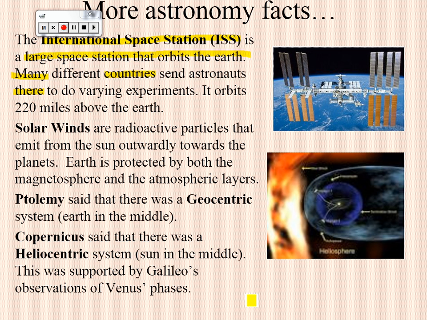Okay, solar winds. If we just said that the sun's going through fusion, it has to be releasing some kind of radioactive particles. And that's what we call the solar winds. It's releasing a lot, actually. So the radioactive particles that come from the sun outward. We are protected, though, by the magnetosphere and the atmospheric layers, although some of that radiation does still get in. I do want you to know that we're protected by the magnetosphere.